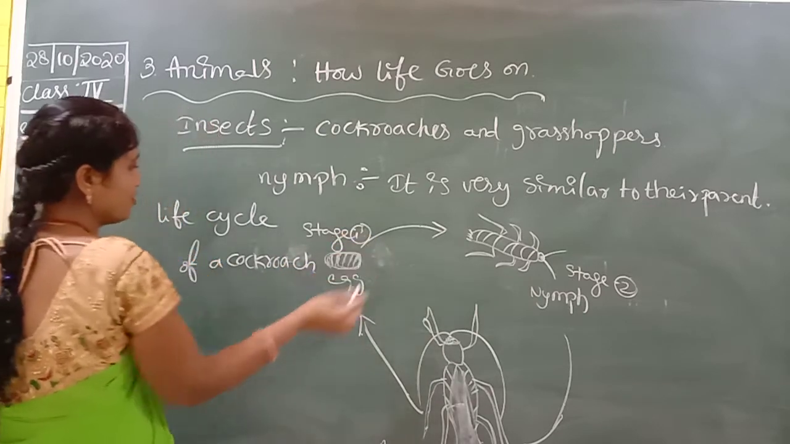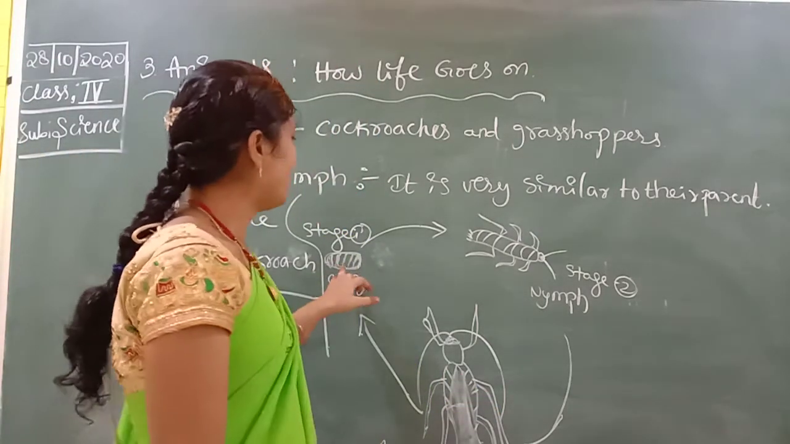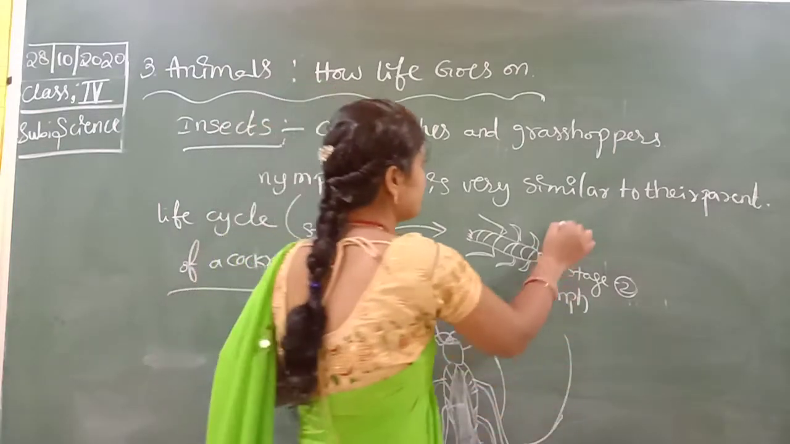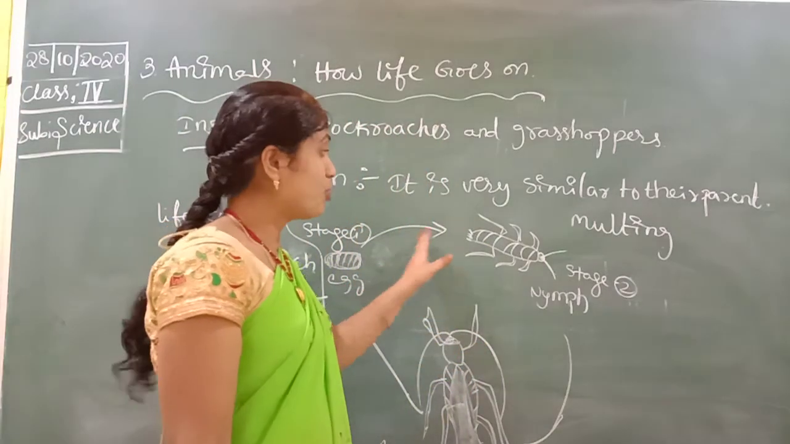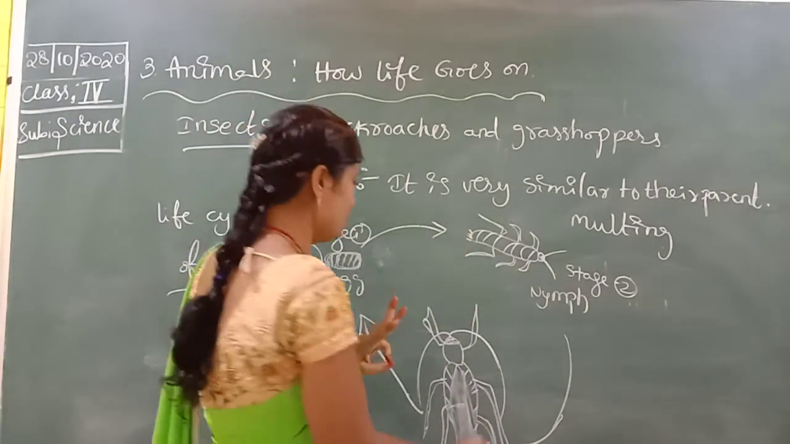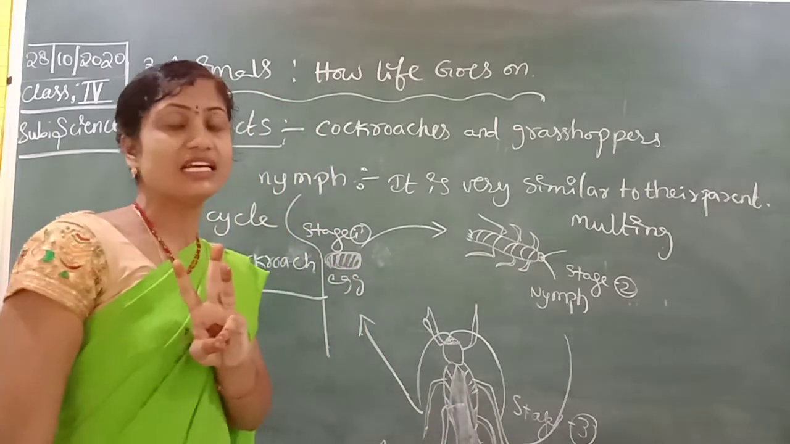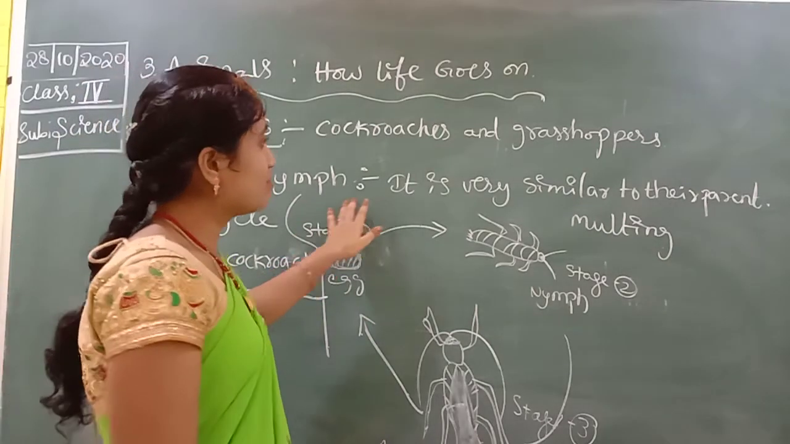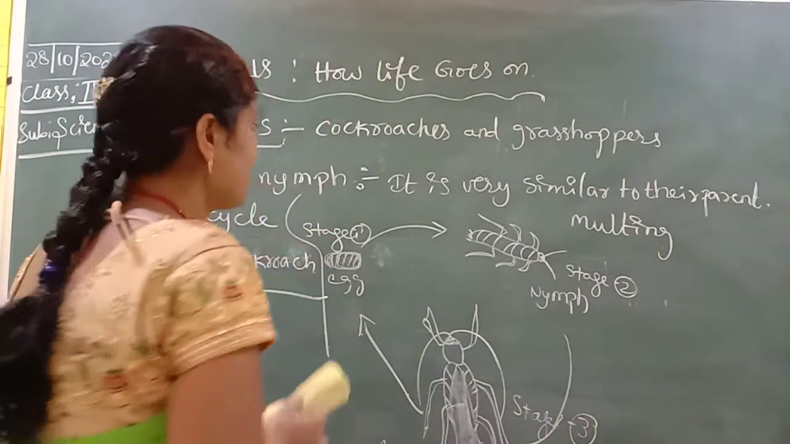Here we have the life cycle of a cockroach. First of all, the egg. The cockroach lays the egg. The nymph molts many times, and after molting it turns into an adult cockroach. So in this life cycle there are only 3 stages: 1, 2, 3. It completes its life in these 3 stages. It is very similar to its parent. What is that? The nymph, the baby cockroach or grasshopper. Okay, understand, children?